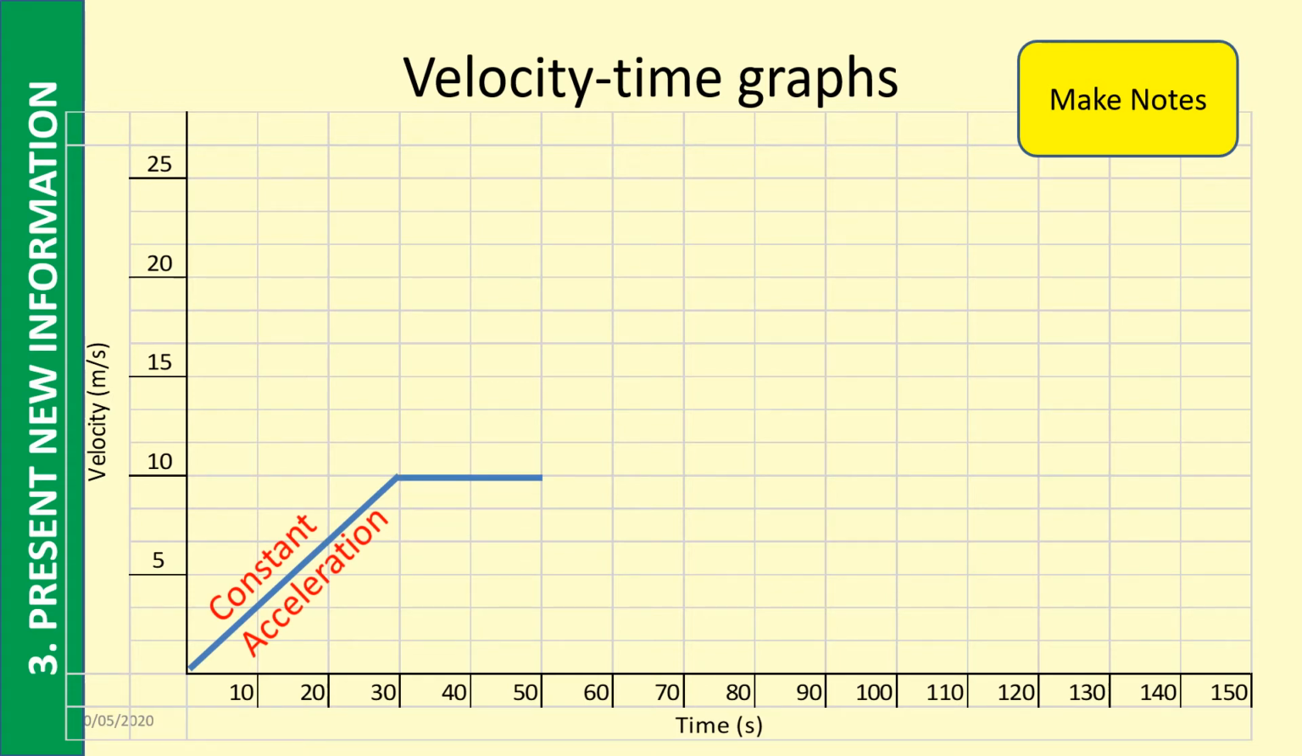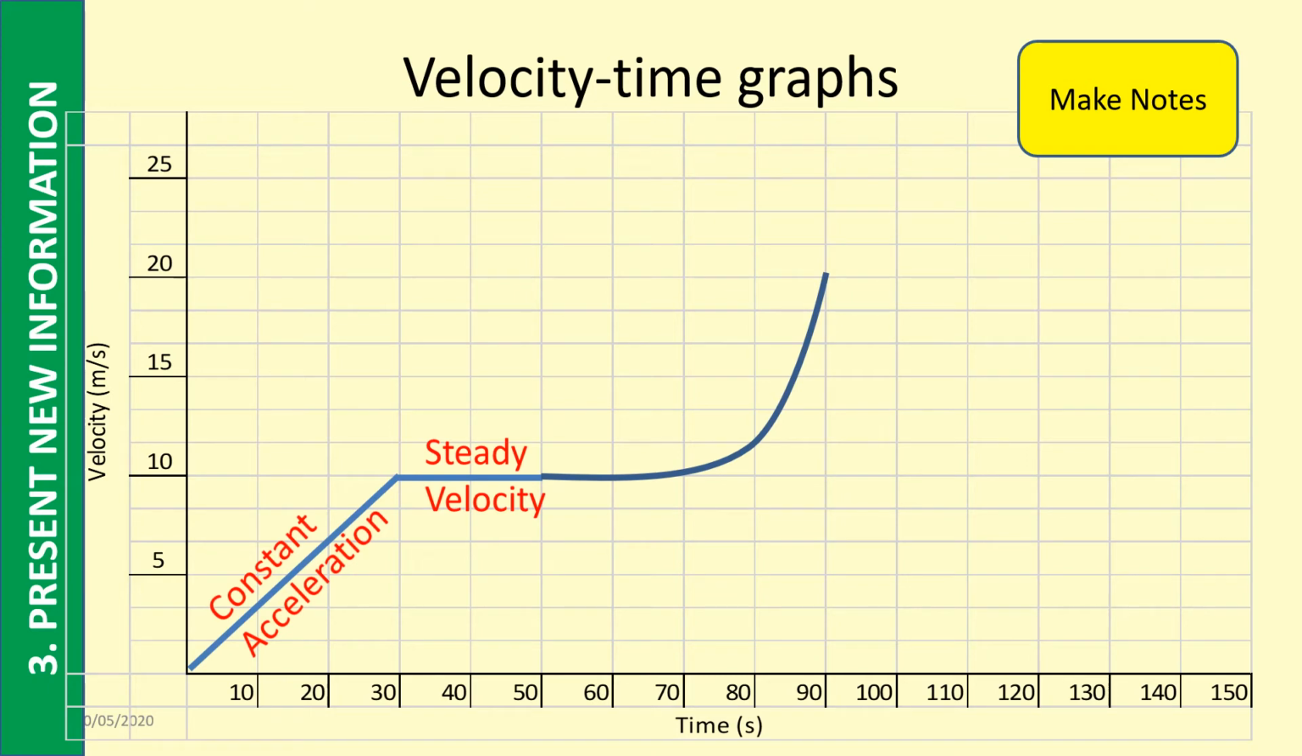Now, the second part of the journey is a horizontal section. Now here, you should look at the graph and you should be able to interpret it as follows. Time is increasing across this axis, but the velocity is no longer increasing. The velocity is constant at 10 meters per second. So now we know that this section of the graph shows a steady velocity.